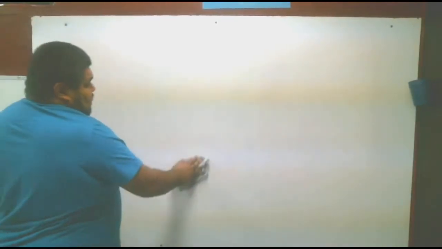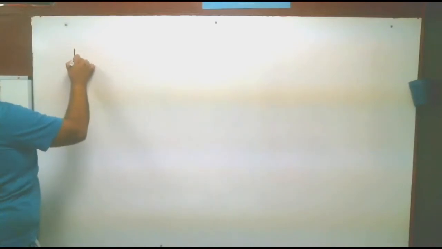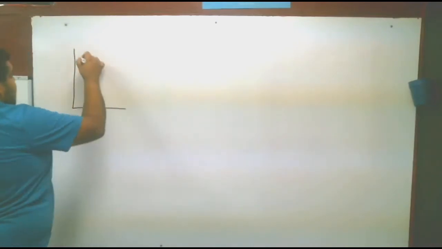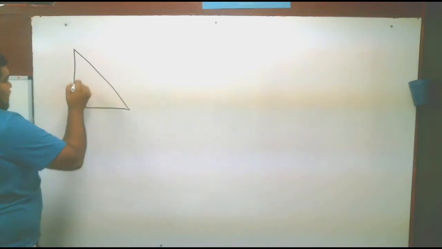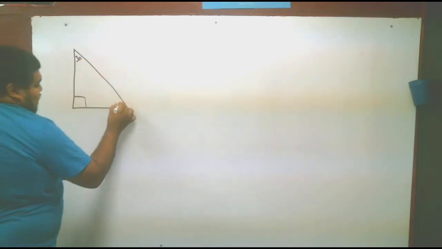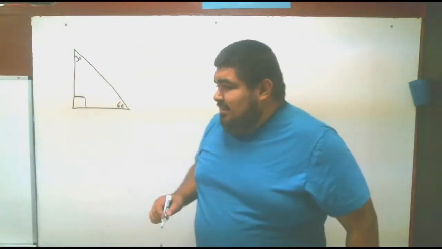The other triangle we're going to go over today is known as the 30-60-90 triangle. Again, we have a right triangle. We have our 90, one of the angles is 30, and one of the angles is 60. So we have our 30-60-90 triangle.